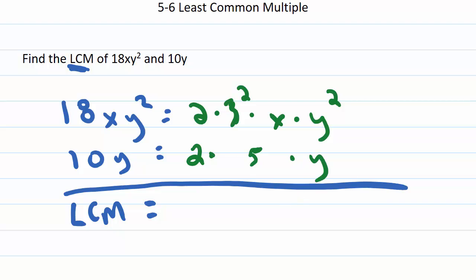So now that I've lined up my factors, again, the same rules apply. I take the highest number of factors from each of these. This has 1 factor of 2. This has 1 factor of 2.